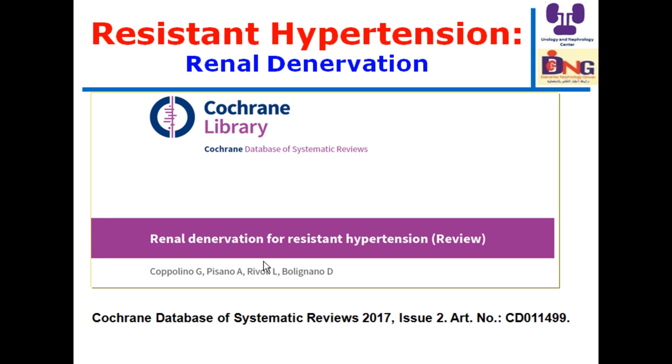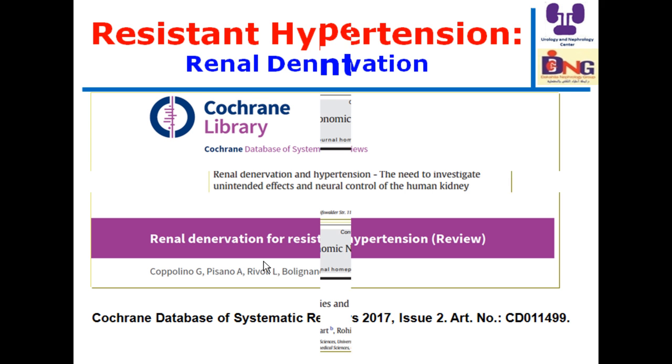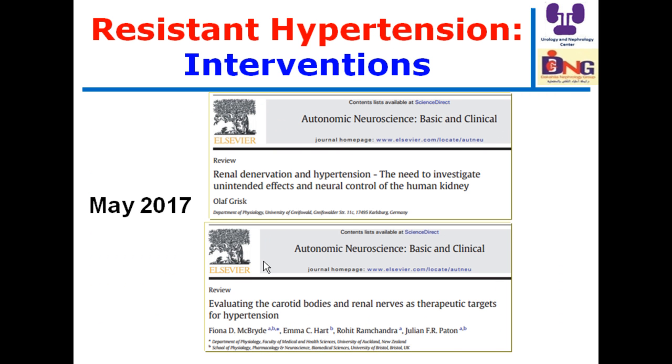And if we think of interventional management for resistant hypertension, we have renal denervation and we have the carotid bodies and renal nerves as therapeutic targets for hypertension. Regarding these two articles, published within the issue of May 2017, giving us a very nice review about this intervention, they still need further refinement.